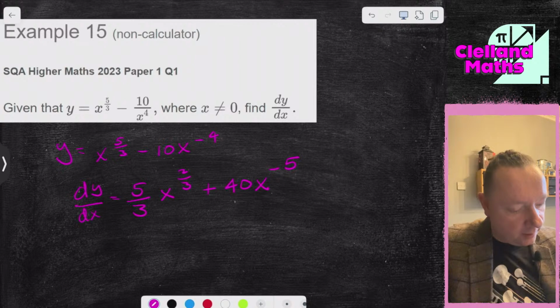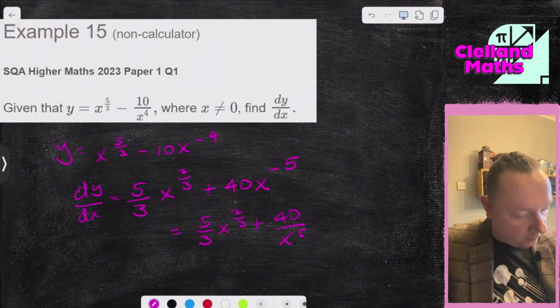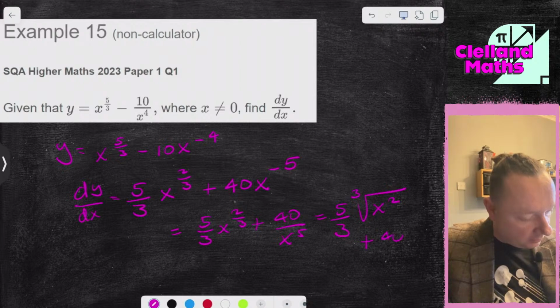And it just says find dy by dx. It doesn't say simplify or anything. You don't have to. But on the safe side, we could write 5/3 x to the 2/3 plus 40 over x to the 5. Or if we wanted to be really fancy, we could write 5/3 x to the 2/3 as the cube root of x squared, plus 40 over x to the 5. But there's no need to go that far.